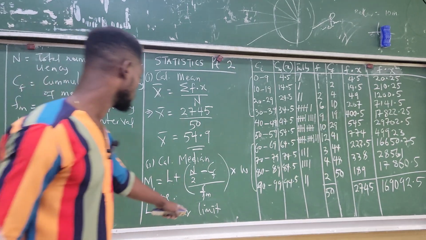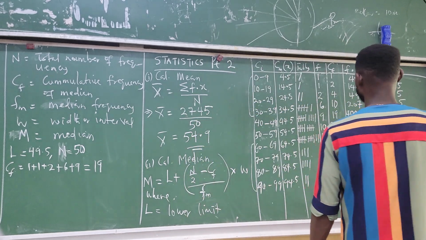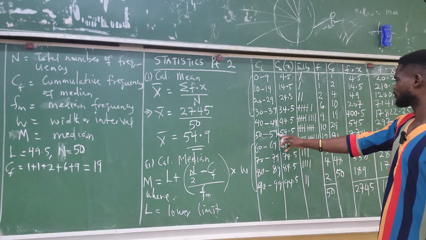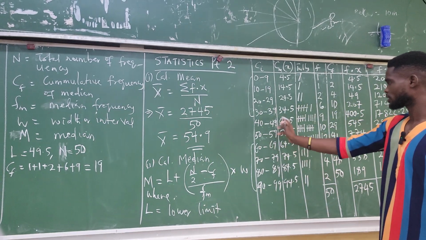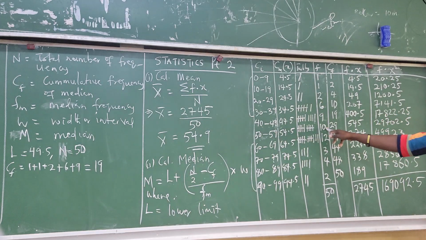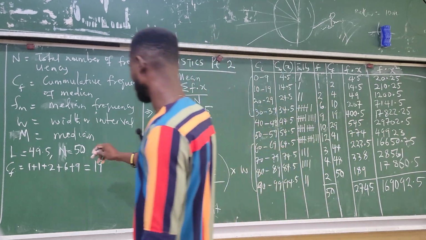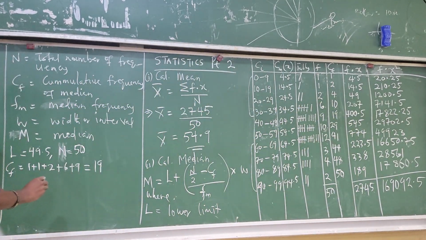So our Fm, that means the median frequency. Which one is the median frequency? If you look at the median frequency, 49.5 will give you 50, so 50 is the median class. The median frequency falls from 10. That is 10. So our Fm is 10. So our width.